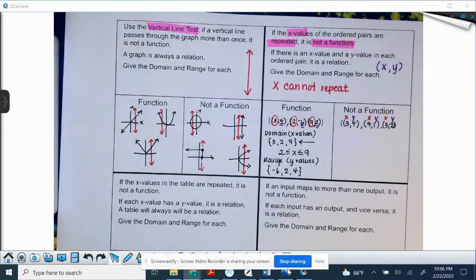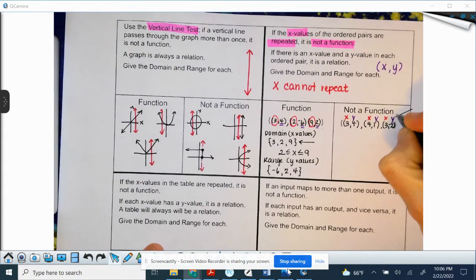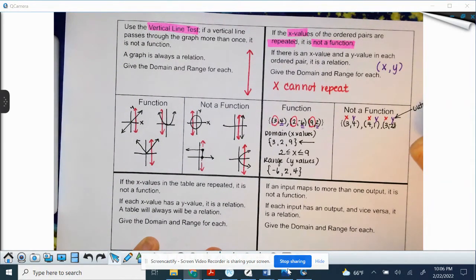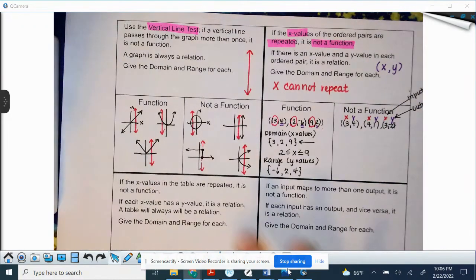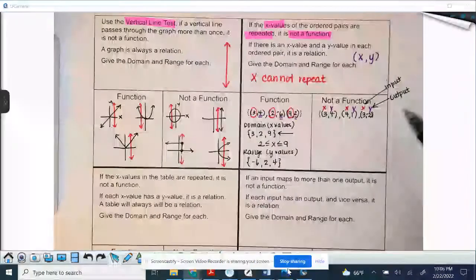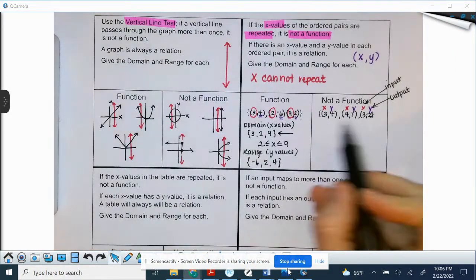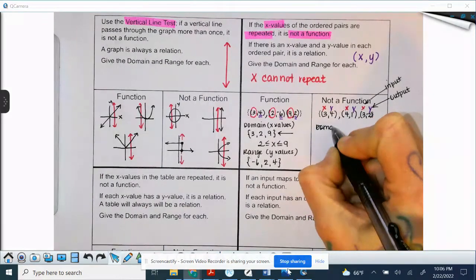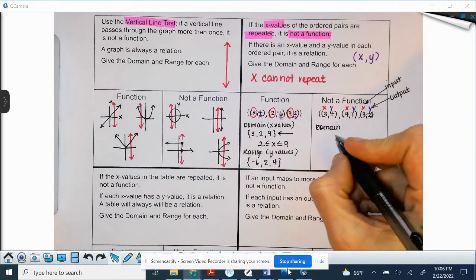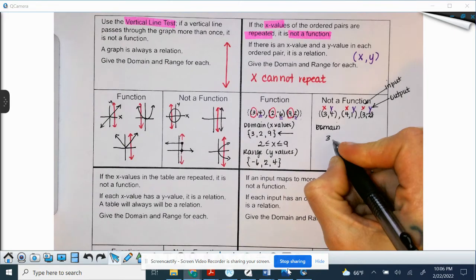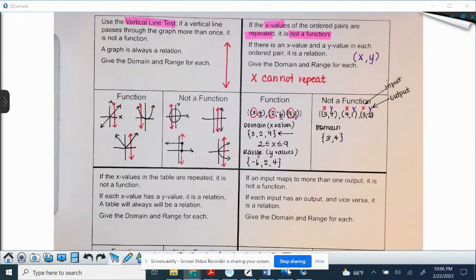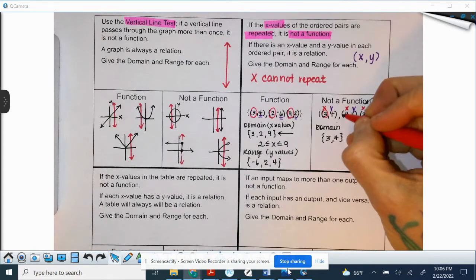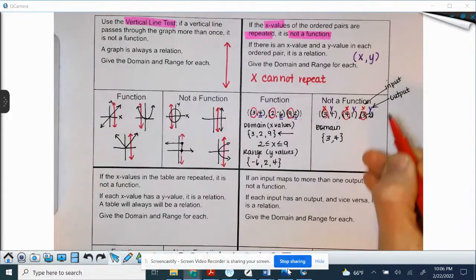Or at this point, you might have a question that says, what's your output? So output is y, input is x. That'll make more sense later on, but for now, just start to remember those words. So x is input, y is output. So in this case, my domain would be a list. So 3 and 4, and you don't have to list 3 twice because it did repeat itself, and that's why it's over here in the box with not function. So it's not a function because x repeats itself.